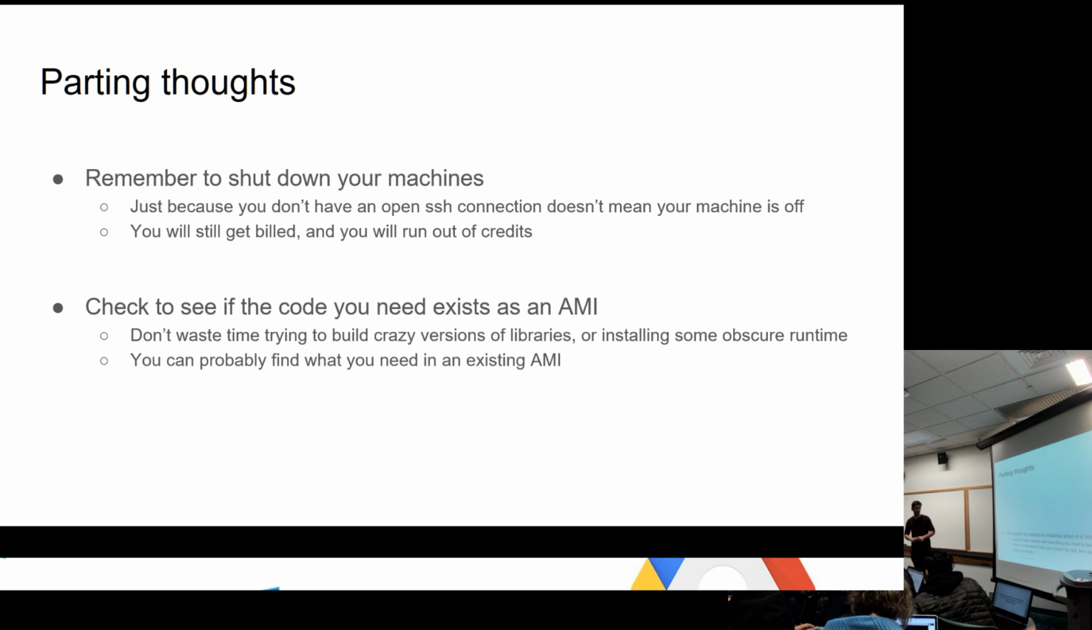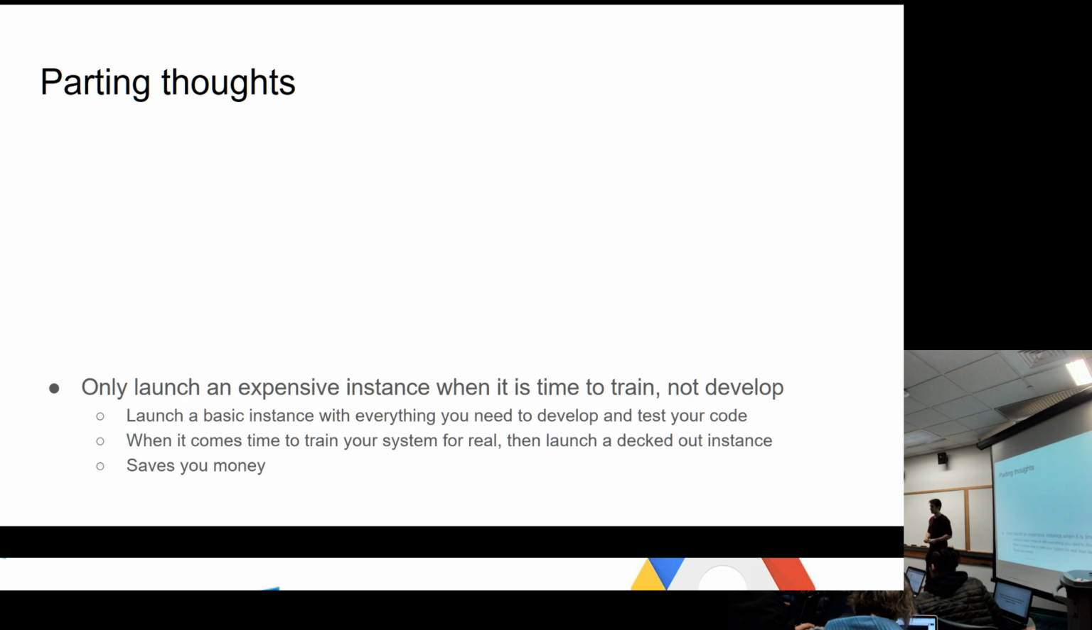Only launch an expensive instance when it's time to train, not develop. So it might be nice to figure out that your code works on a P2 xlarge, but it's not very financially sound to do so. So figure out that all your code works on something like a T2 micro with all the libraries installed, and then when it's time to actually run the training for your model, then put it on a P2 xlarge or whatever kind of crazy machine you want. And that's when you'll get hit with the bills, and then it's okay.